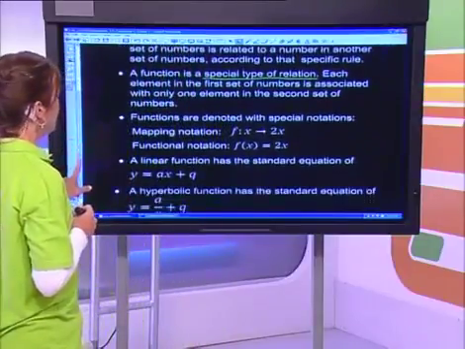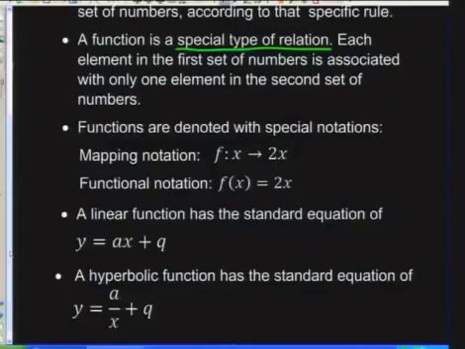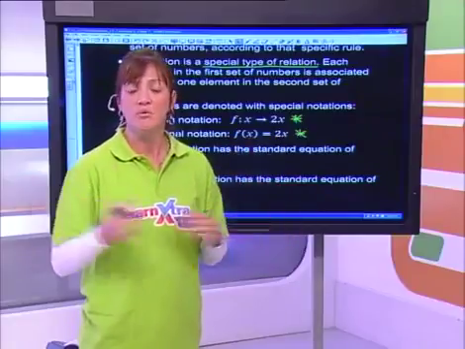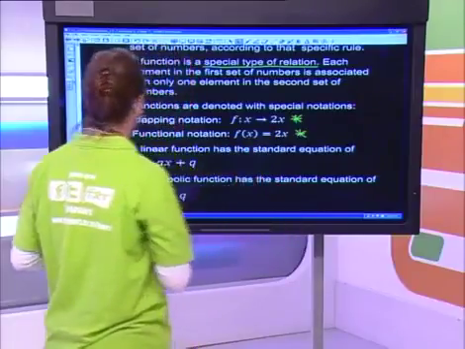The notations that we briefly mentioned just now: we've got our mapping notation, which, just for now, you can take note of, looks like this. I'm going to discuss it in a bit more detail in a minute. And your functional notation looks like that. It's this f(x), which is equal to your rule, your 2x. So for now, just take a look at it. We'll deal with it in more detail.